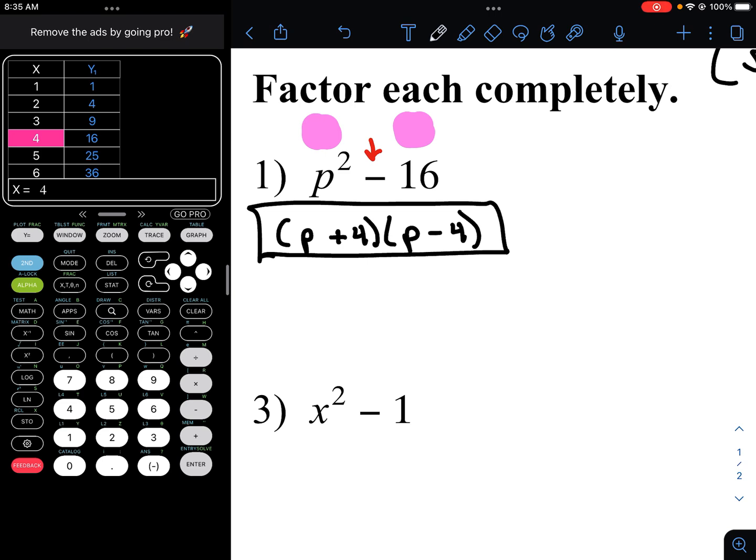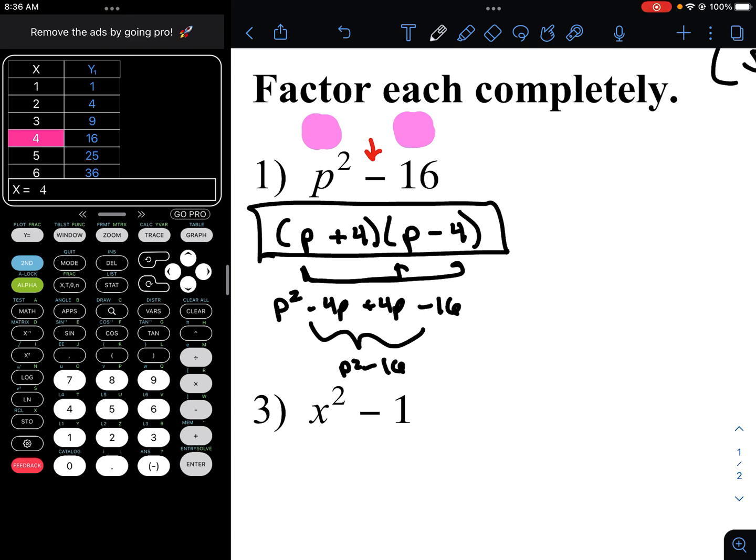And if you don't believe me, you can try factoring this, or FOIL, and we'd have p squared and minus 4p and plus 4p and minus 16. And lo and behold, those cancel, and we have p squared minus 16. So difference of squares, you can just jump right to plus and minus the square roots.